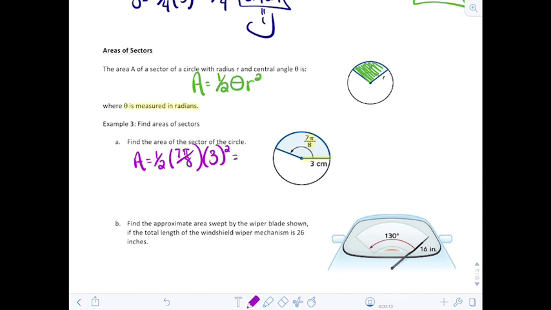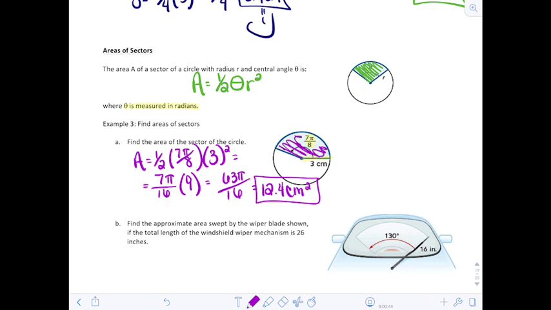So as we do the math on that, we would get 7 pi over 16 times 9, or 63 pi over 16. And this is area, again, so we want to go and actually get a decimal value. 63 pi divided by 16 will be 12.4 centimeters squared, because we are finding this area inside the circle.